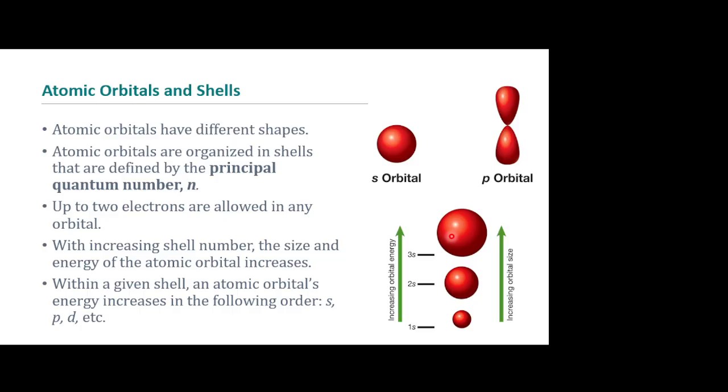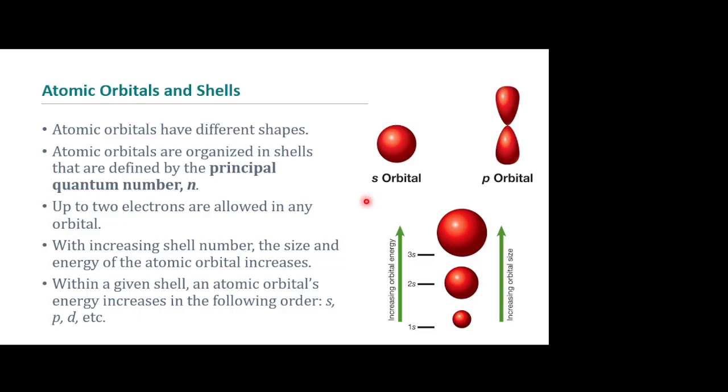So the atomic orbitals are going to be organized into shells. Those are actually referred to as the principal quantum number. Those are all the same thing: principal quantum number, shell, energy level, period. Okay? Those all mean the same thing. They're all the same numbers. That's what those are. Okay? Up to 2 electrons allowed in any orbital. When you increase the shell number, the size and energy of the atomic orbital are both going to increase.